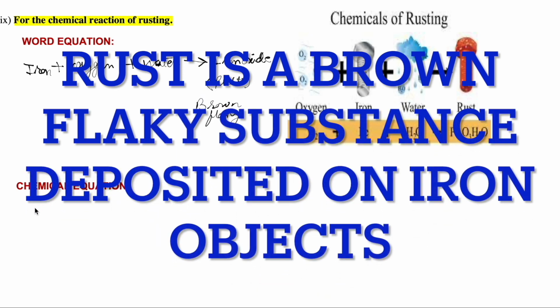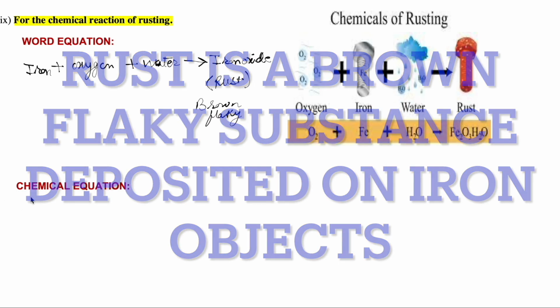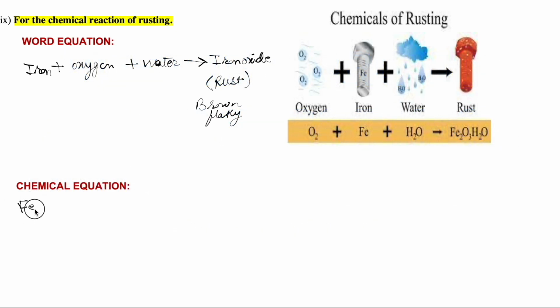Now, the chemical reaction for this word equation is iron, which is Fe, solid in nature, plus oxygen from air, which is gaseous in nature, plus water in the form of moisture, which is liquid in nature, gives iron oxide, that is Fe2O3.xH2O. This is read as Fe2O3 into H2O, where H2O is the moisture content in the iron oxide. So this is the chemical equation for rusting.